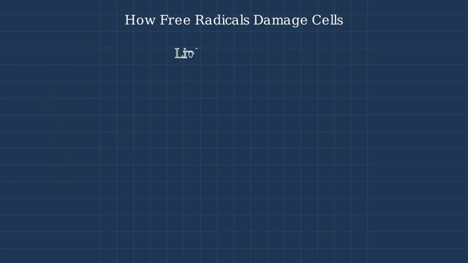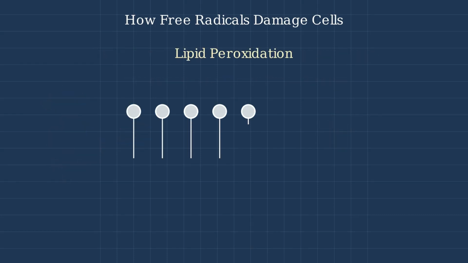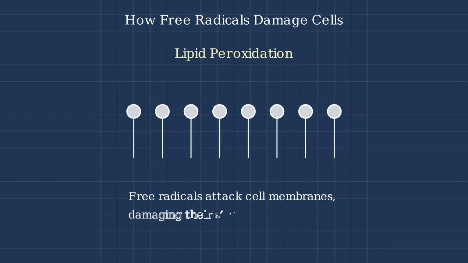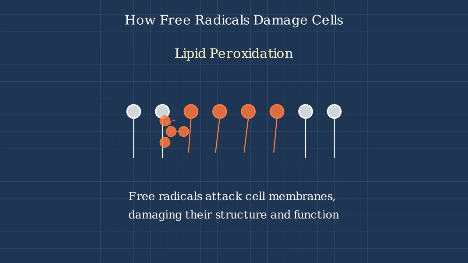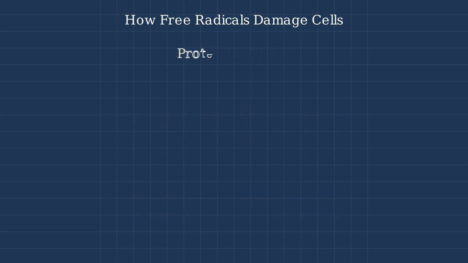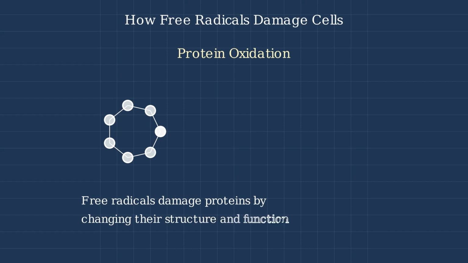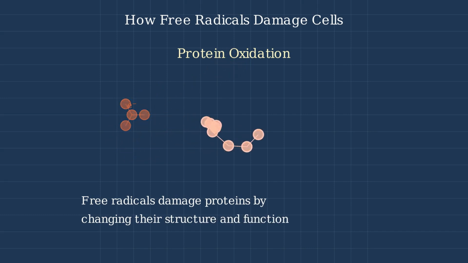Lipid peroxidation occurs when free radicals attack the cell membrane. This creates a chain reaction that damages the membrane structure, leading to cell dysfunction. Proteins are also vulnerable to oxidative damage, which changes their structure. When oxidized, proteins unfold, losing their normal function, which can lead to cellular dysfunction.